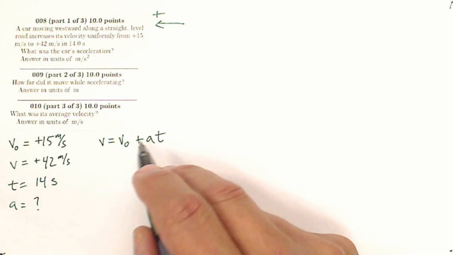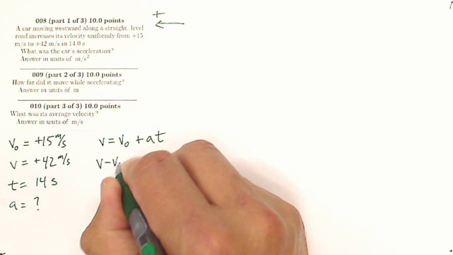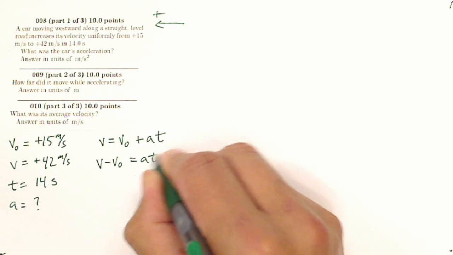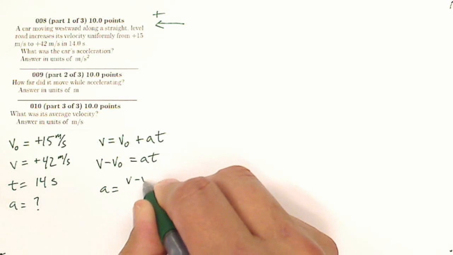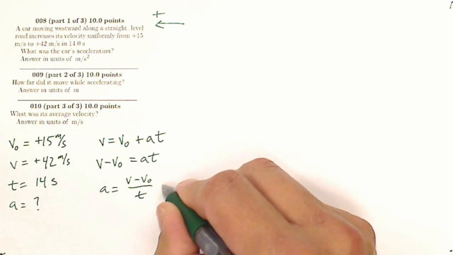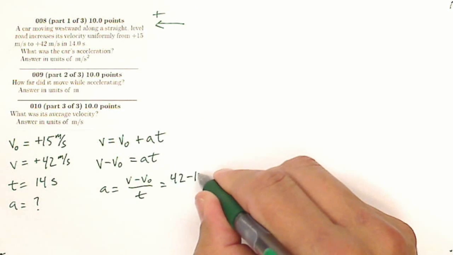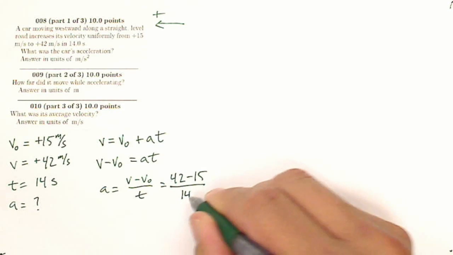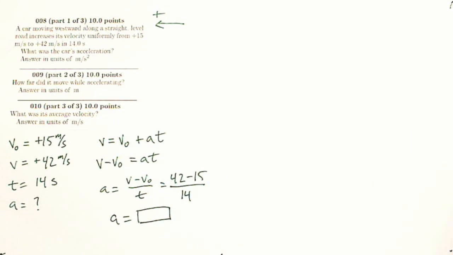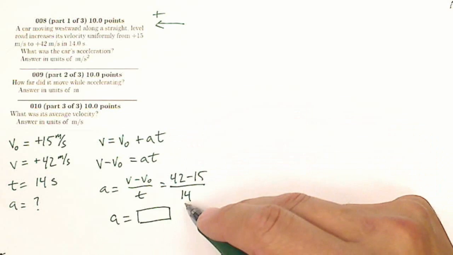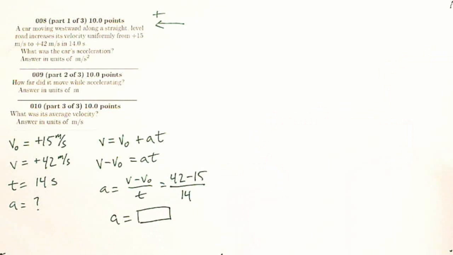So if I want to solve for A, I subtract initial velocity from final velocity. So that's V minus V0 equals AT. And now I can divide by time, so I get my acceleration is going to be V minus V0 over T. So when I plug in my numbers, I've got my final velocity of 42 minus my initial velocity of 15 divided by my time of 14 seconds, and that's going to give me my acceleration. And it's going to be positive because we've defined west as positive, and this is a positive number, and so it's accelerating to the west, but that's positive, so that's my acceleration.